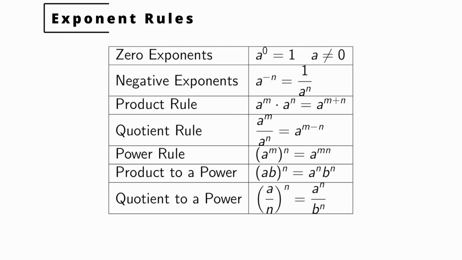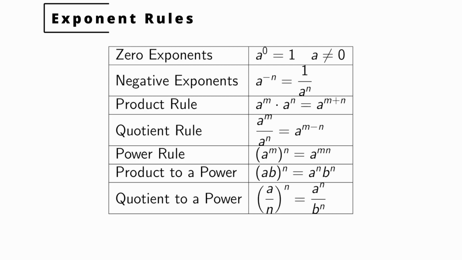Now, if you have a negative exponent, a to the negative n, that is the same as 1 over a to the positive n. The product rule for exponents: if you take two exponential expressions with the same base, notice that this a here and here are the same, then a to the m times a to the n simplifies to a to the m plus n.